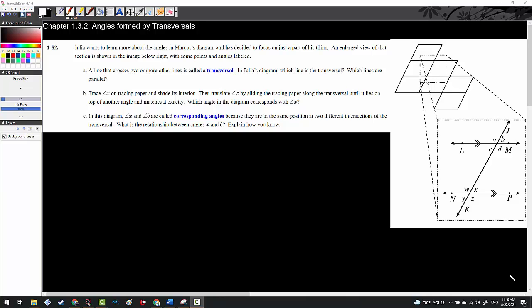In today's episode, we will be discussing Chapter 1.3.2, which is angles formed by transversals. Not a particularly mathematically driven chapter, but a lot more terminology driven.